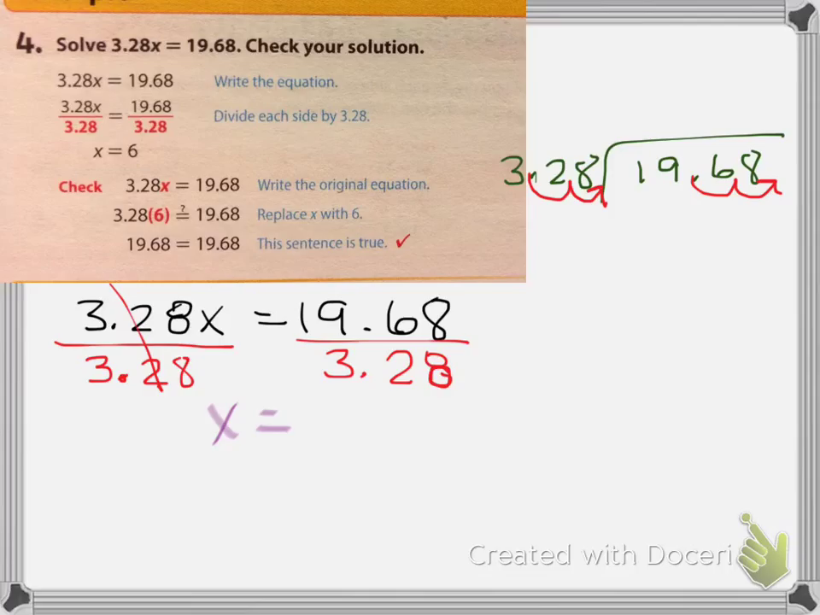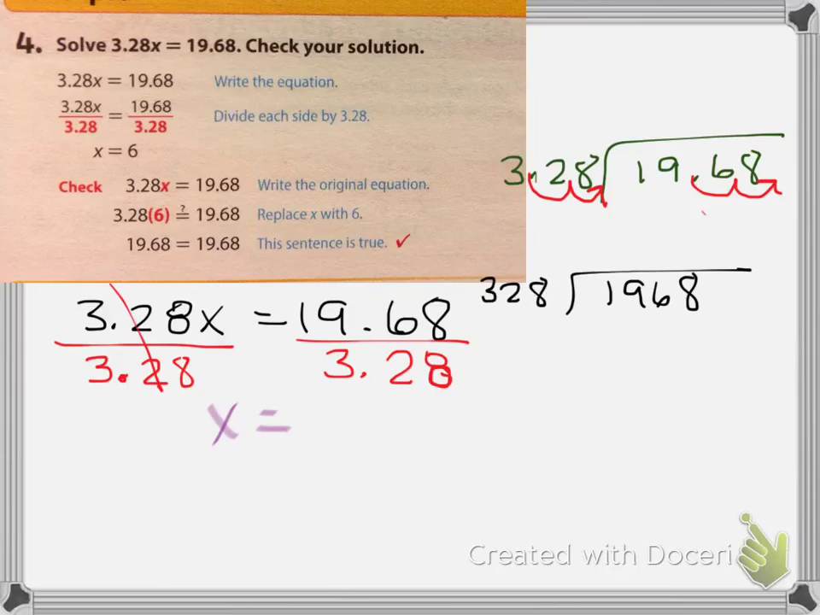And remember, when I say the same, I mean if this was 2 spaces, this also has to be 2 spaces. So it wouldn't matter if there was no decimal there at all. You would still have to make 2 more spaces. So our new division problem, again, is going to be 1968 divided by 328.